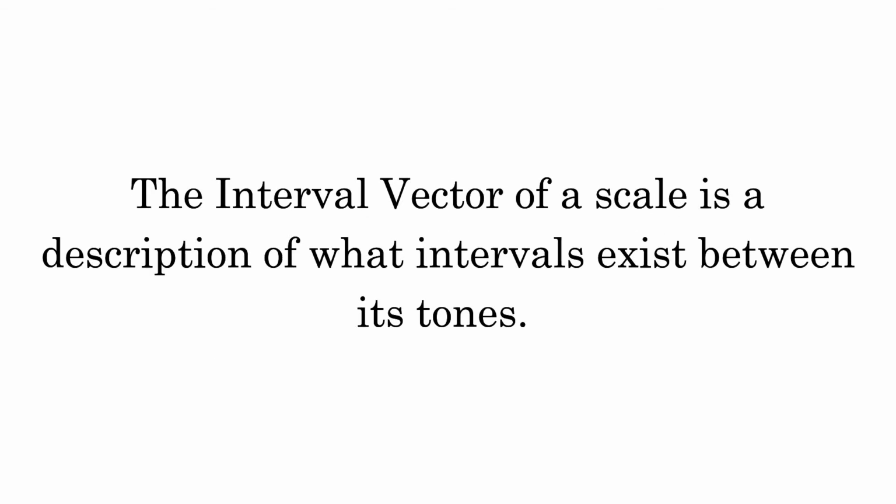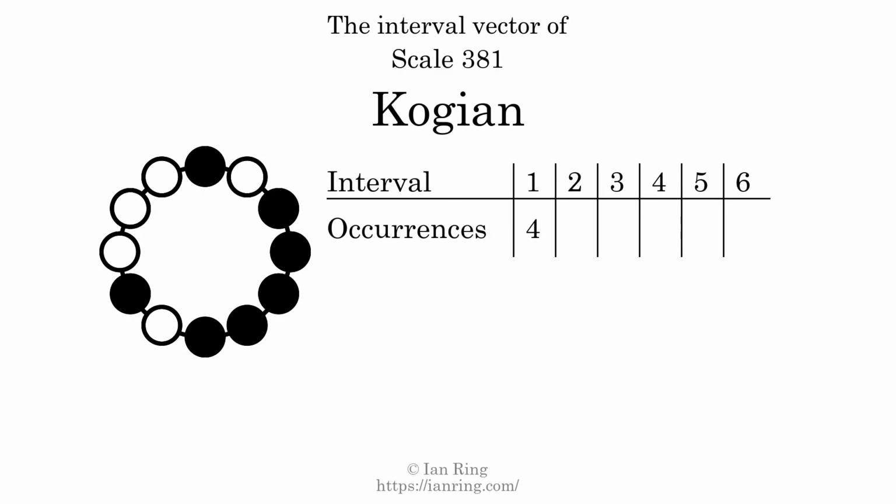The interval vector of a scale is a description of what intervals exist between its tones. There are 4 intervals with the size of 1 semitone. They are here, here, here, and here. There are 5 intervals with the size of 2 semitones. They are here, here, here, here, and here. There are 4 intervals with the size of 3 semitones. They are here, here, here, and here.